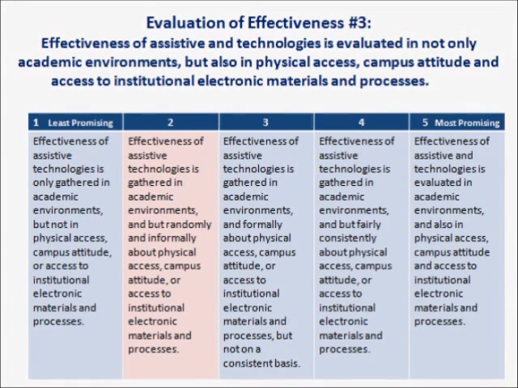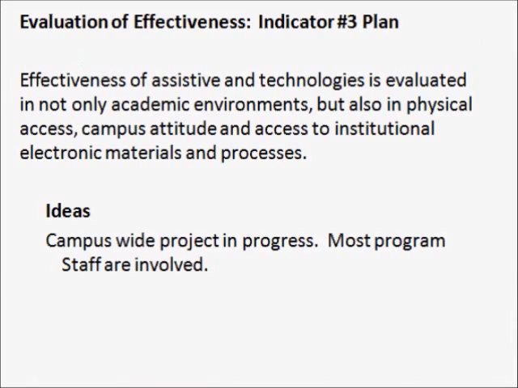The team also took a look at evaluation of effectiveness indicator number 3, and you can see here that they had rated themselves a 2 in this area because they did some evaluation of the effectiveness and use of assistive technology in academic environments, but rarely looked at other kinds of environments across the campus. They brainstormed some ideas, and one of them was that they could connect to another campus-wide initiative that was about making sure that the campus itself was accessible to all students with disabilities and also all employees.